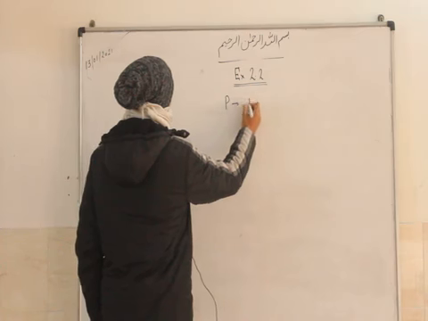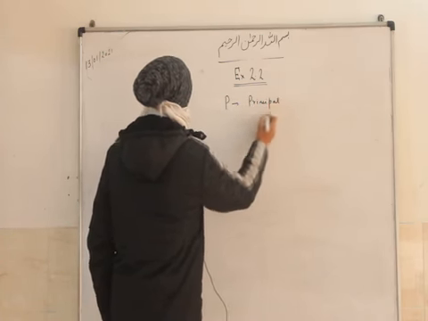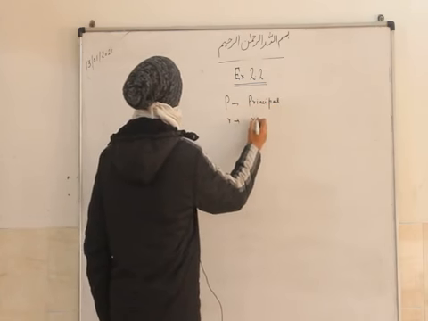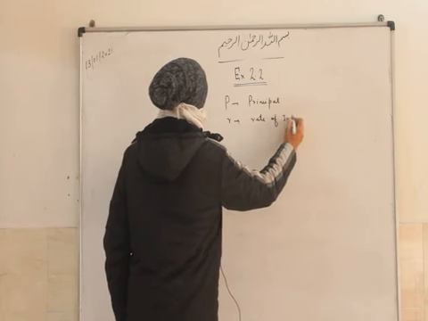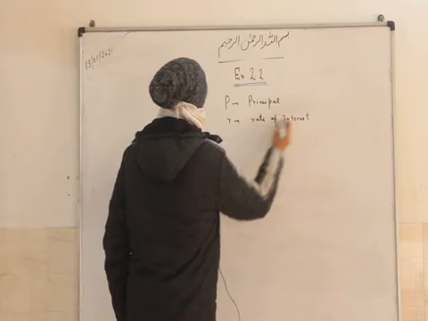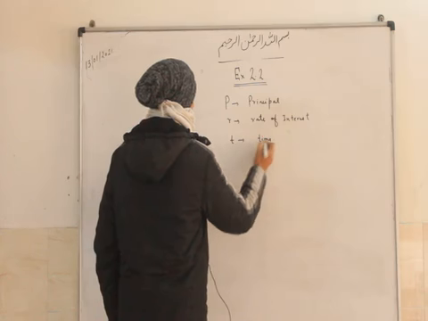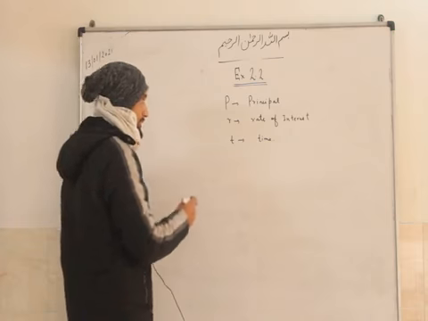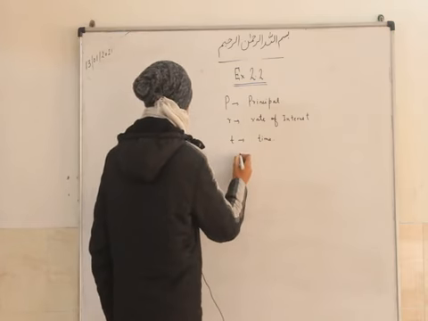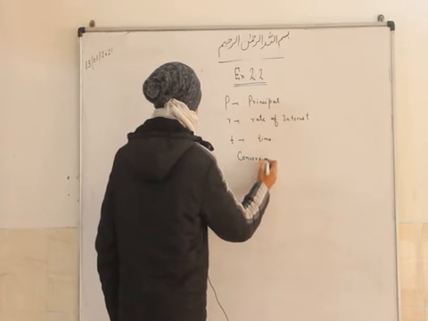P is the principal, R is the rate of interest, and T is the time. So we have to find the compound interest. For compound interest, this is the condition that we have to calculate the conversion period.